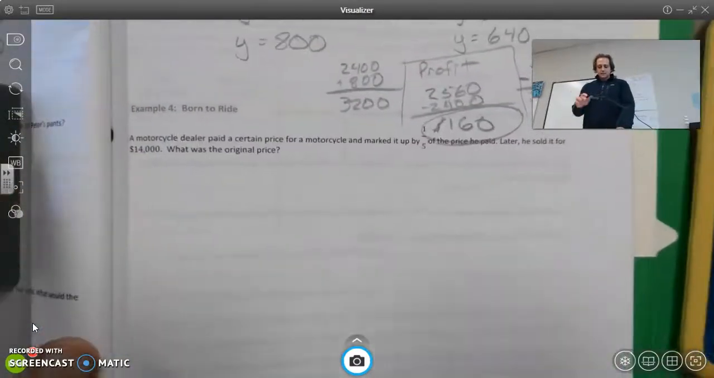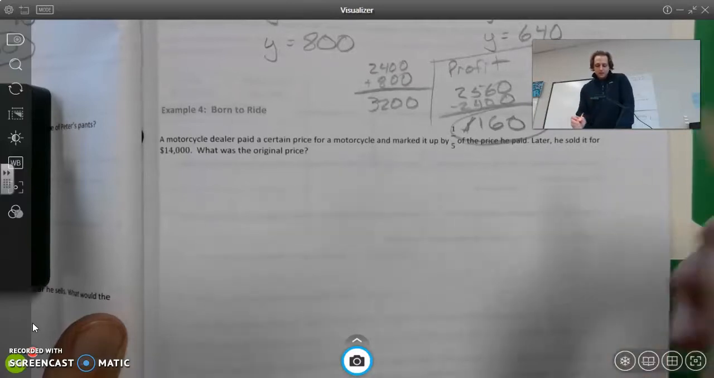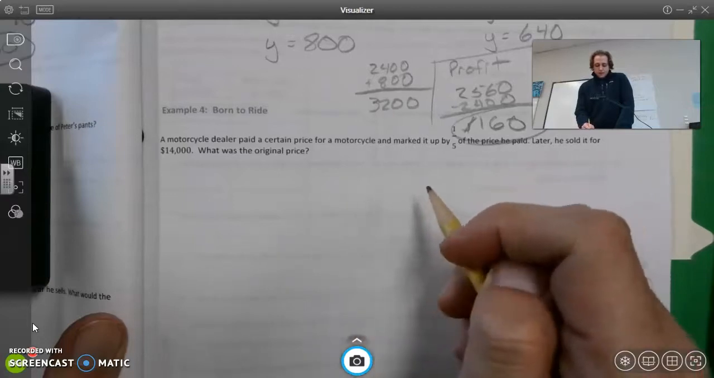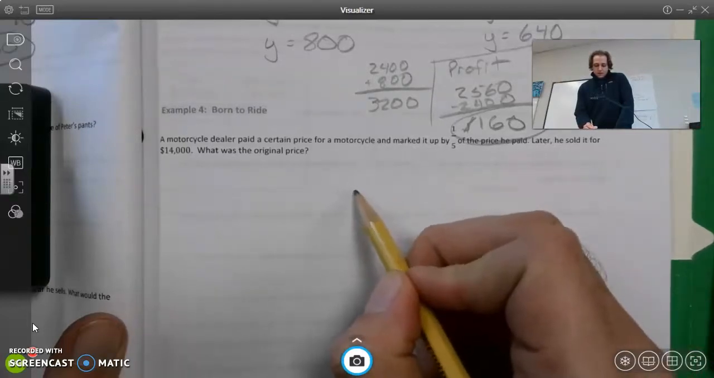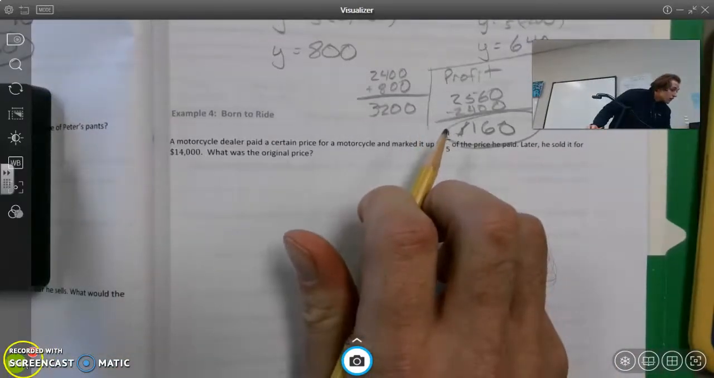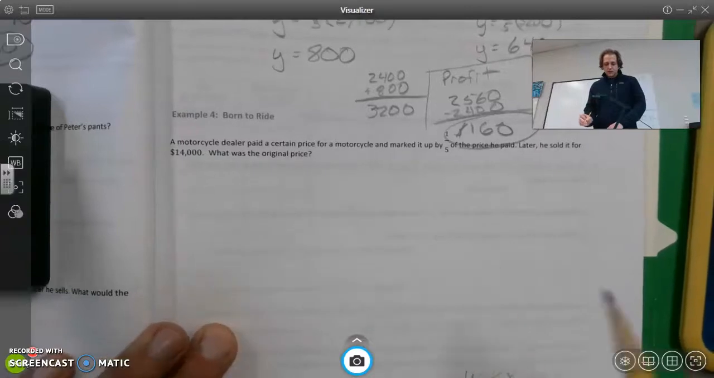Last example. A motorcycle dealer paid a certain price for a motorcycle and marked it up by 1/5 of the price he paid. Later, he sold it for $14,000. What was the original price? Okay. So, alright guys, sorry, I wanted to pause for a second because I wanted to think about a way that we could draw this out graphically.